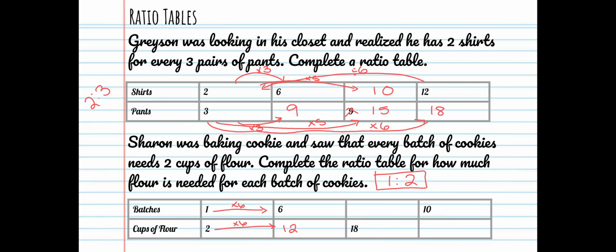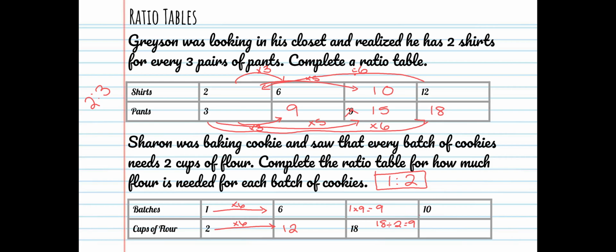Now, over here it tells us if we have 18 cups of flour, how many batches of cookies would we be able to make? So I would need to divide 18 divided by 2 gives us 9. So then I come up here and 1 times 9 would give me 9. So if I had 18 cups of flour, that would give me 9 batches of cookies.